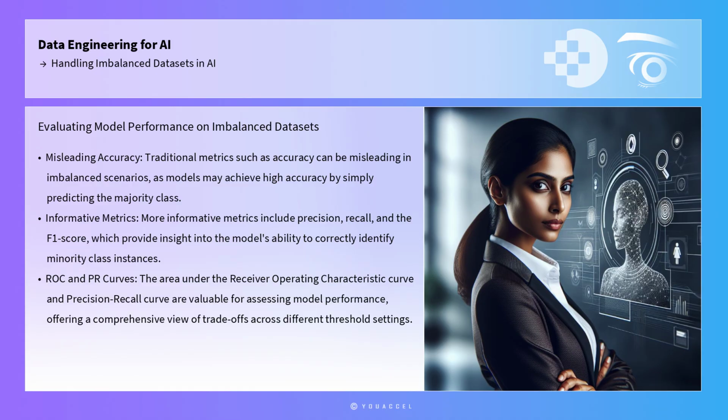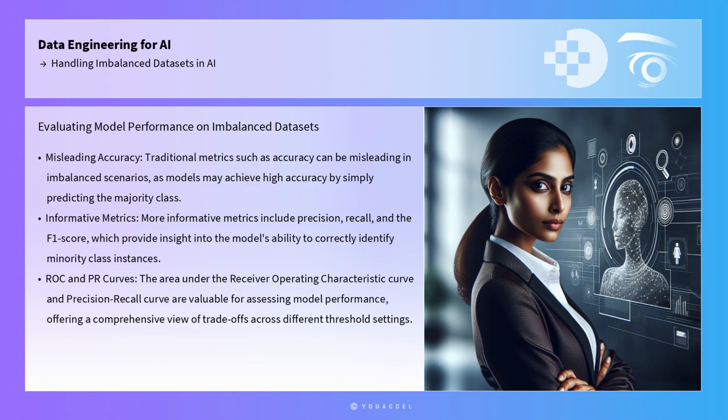In addition to algorithmic adjustments, evaluating model performance on imbalanced datasets requires careful consideration. Traditional metrics such as accuracy can be misleading in imbalanced scenarios, as models may achieve high accuracy by simply predicting the majority class. More informative metrics include precision, recall, and the F1 score, which provide insight into the model's ability to correctly identify minority class instances.